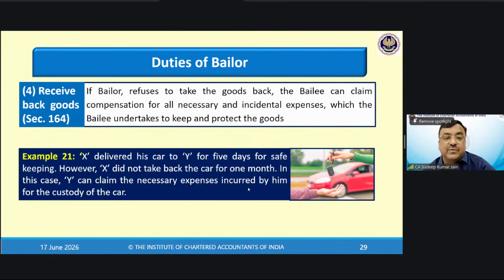See example number 21. X delivered his car to Y for 5 days for safekeeping. However, X does not take back the car for 1 month. Means X delivered the car only for 5 days, but he does not take back the car even for 1 month. In this case, Y can claim the necessary expenses incurred by him for the custody of the car, for taking care of the car. Read the example number 21.